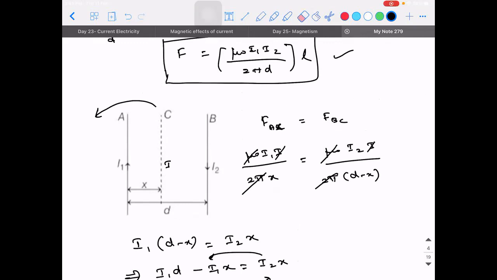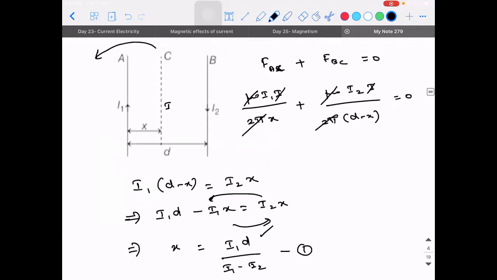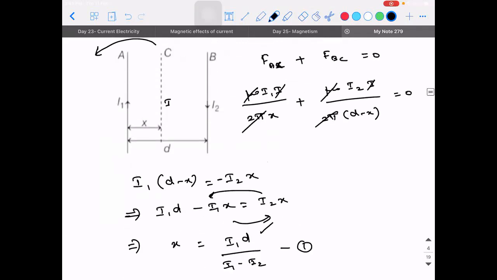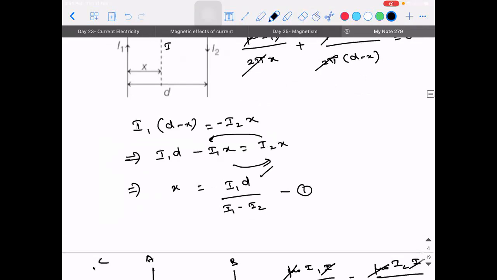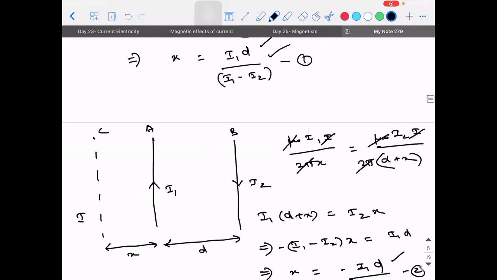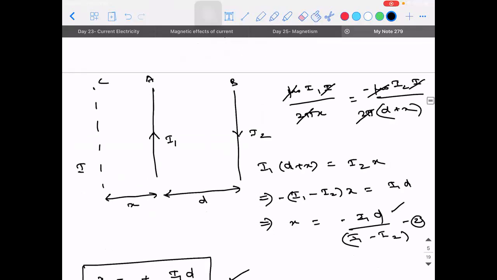Then I should have done it in this way. I made a mistake. Then I should have taken the net force to be equal to 0. If I take the net force to be equal to 0, what will I get? If I take something like this to be equal to 0, then I would have got this as minus I2x. Then this will be right. Similarly, here also if I take the net force to be equal to 0. Okay, let me retry it.